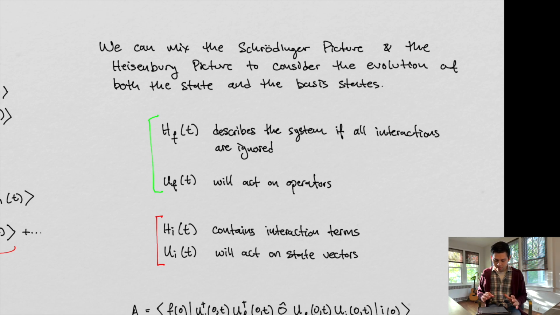The way we're going to do that is we're going to take this Hamiltonian here, with a subscript f, which is going to describe a system if all interactions are ignored, whereas this u of f is going to do it on operators if all interactions are ignored. Okay. So f stands for free, right? So we're ignoring interactions. Here, when we have I's, we have interaction terms, right?